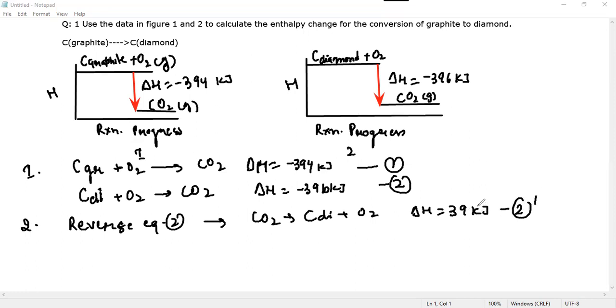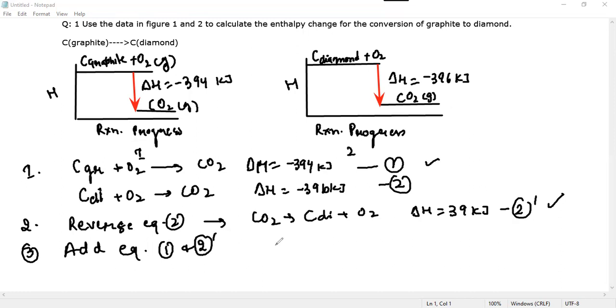Okay, now what do we need to do? Now we need to add equation number 1 and equation number 2 dash to get our desired equation. If I add the first equation to the 2 dash equation, I will have carbon graphite on the reactant side and diamond on the product side. So this is our step number 3, add equation 1 and 2 dash. You can also give it the name 3.